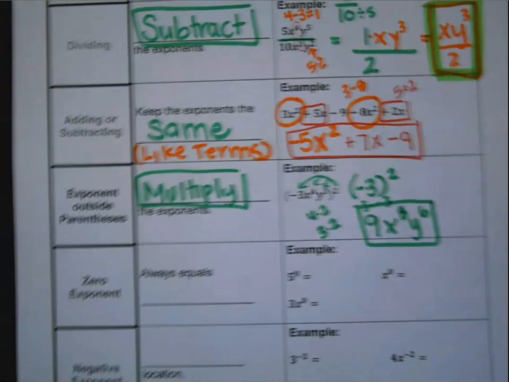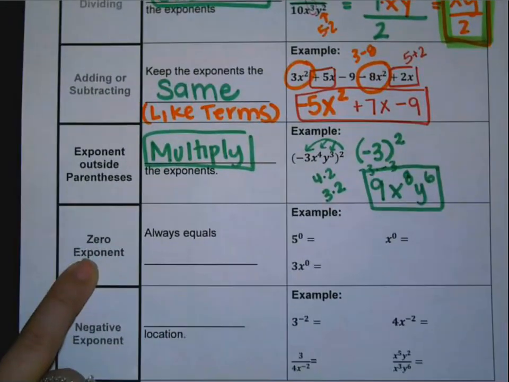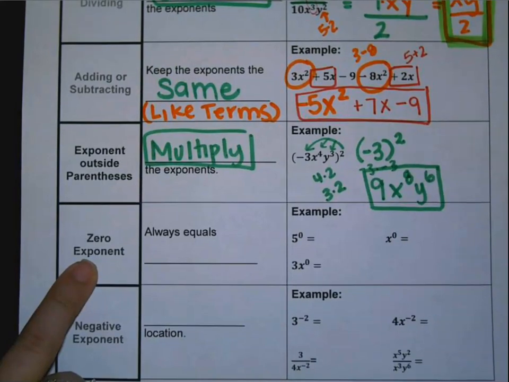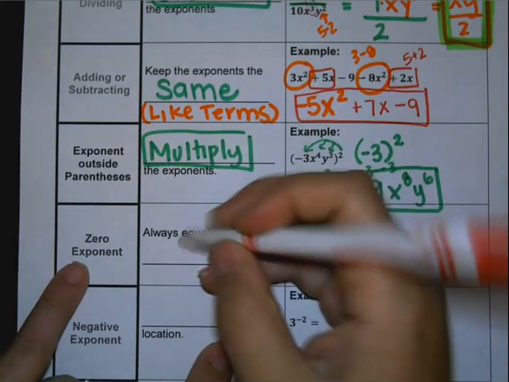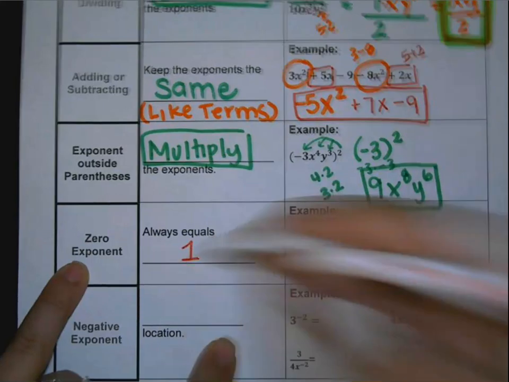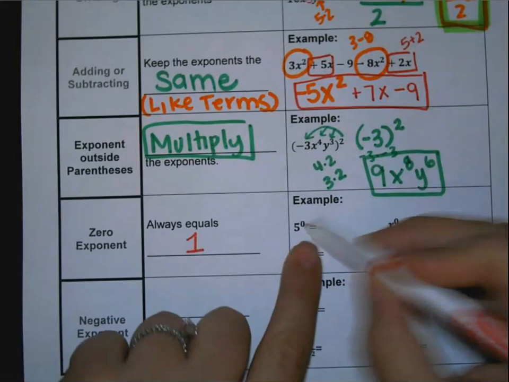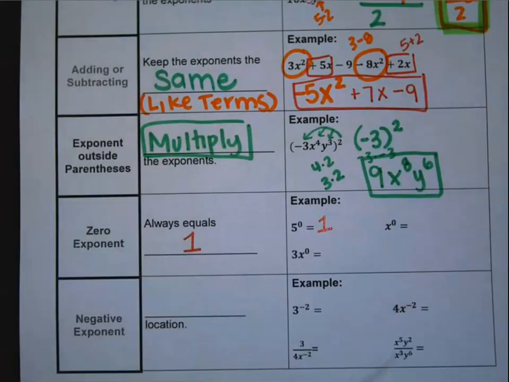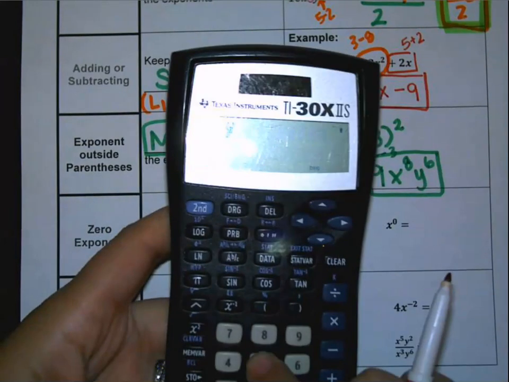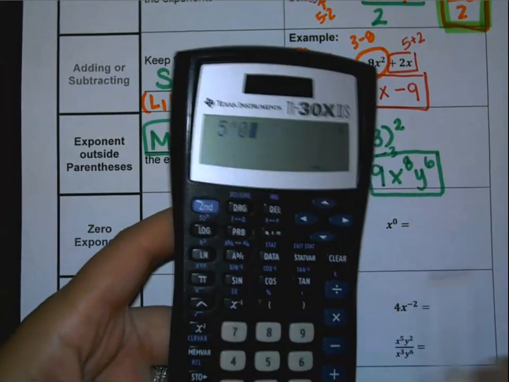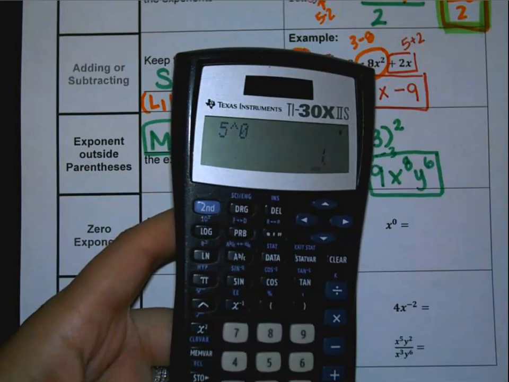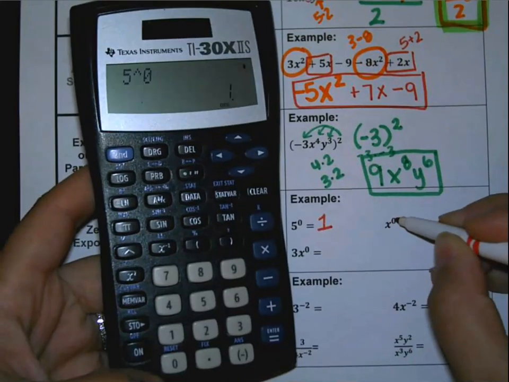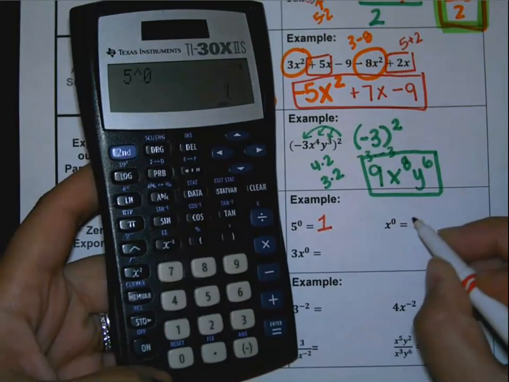All right, next one is, what do you do if you have a 0 exponent? Well, anything to the 0 power always equals 1. So 5 to the 0 power, that equals 1. I mean, your calculator will also tell you that. 5 raised to the 0 power is 1. So that means x raised to the 0 power is also 1.